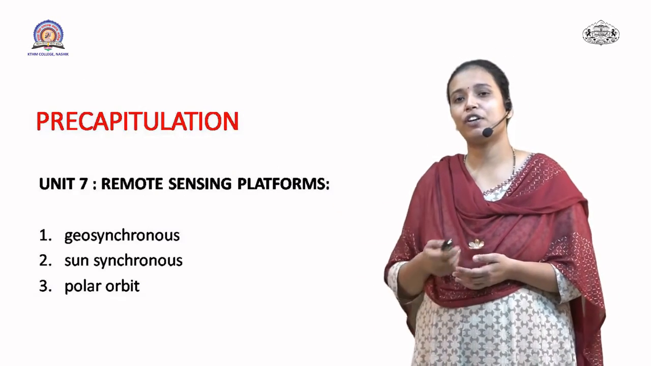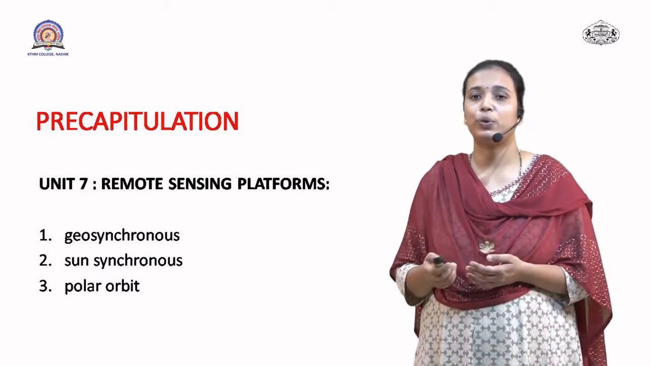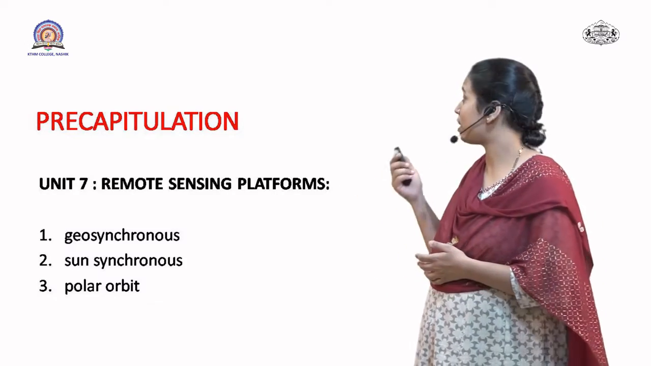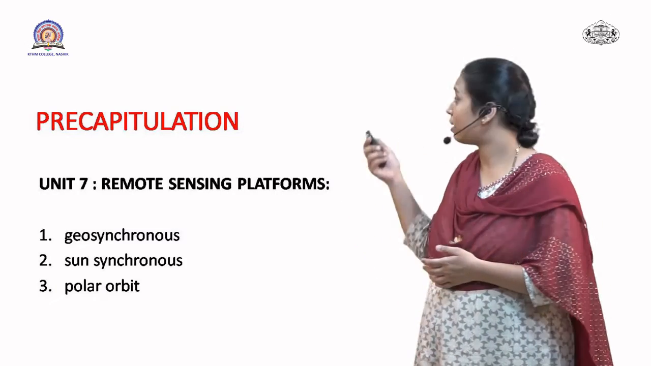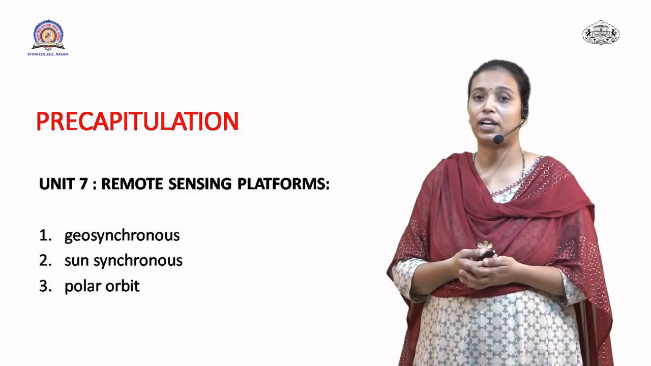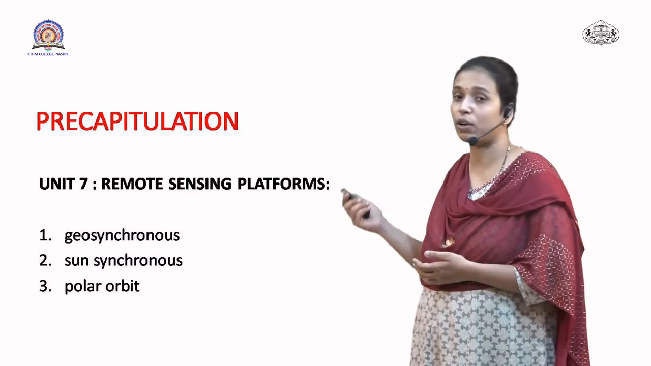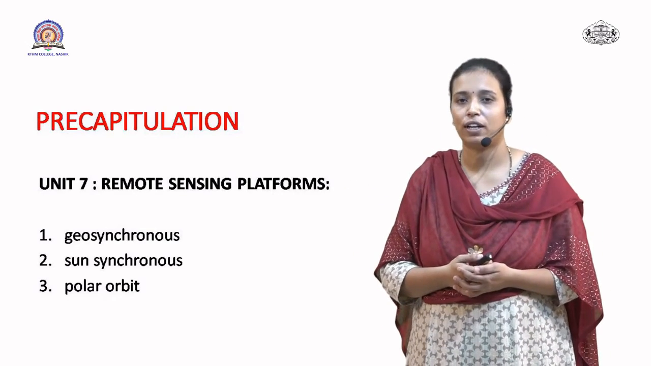In the next lecture we are going to study unit 7, that is remote sensing platforms. There are 3 types of remote sensing platform: geosynchronous, sun synchronous and polar orbit platform.